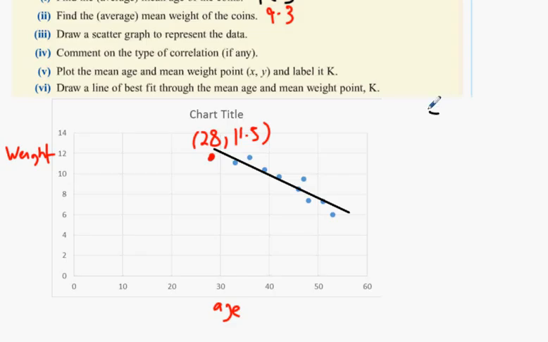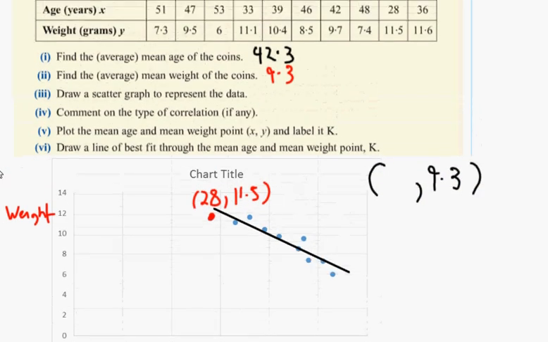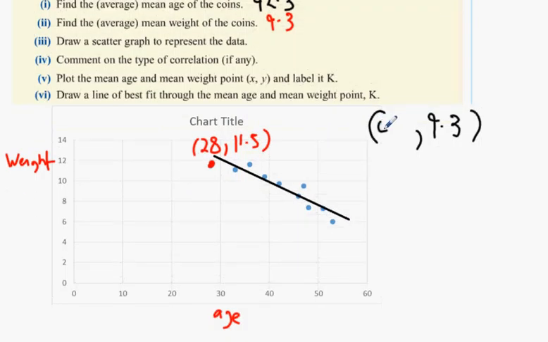42.3. Now guys, can I say something? See the mean of both data sets. Your line of best fit should probably always go through this point. So 42.3 is around here, and what's a 9.3? I say it's that point there.